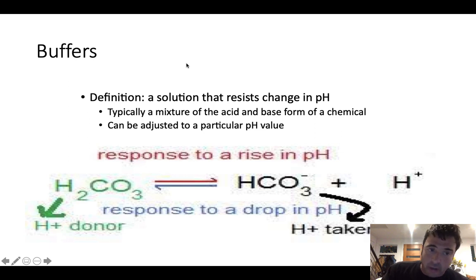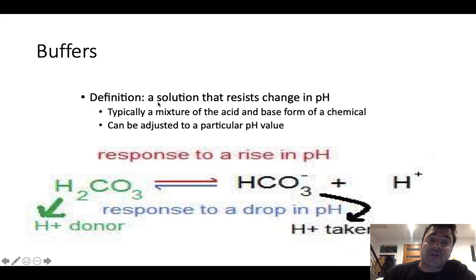Now, in order to prevent dramatic changes in our blood pH, we need what are called buffering systems. Buffering systems are solutions that resist change to pH. Buffering systems always consist of 2 parts. You always have what's called a weak acid and a weak base.